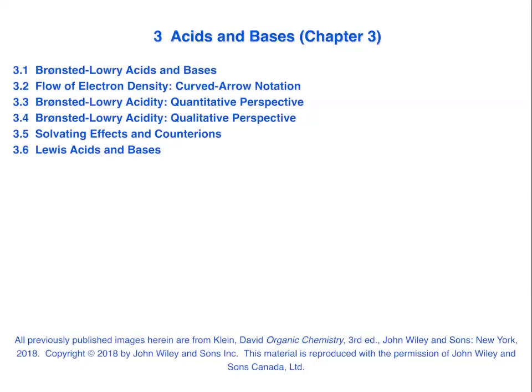In this video, we're going to start section 3 by introducing Bronsted-Lowry acids and bases, and to discuss the flow of electron density, that is, the curved arrow notation that we commonly use when showing reaction mechanisms. We start with acids and bases because, in many ways, it represents a fairly simplified version of an organic reaction.